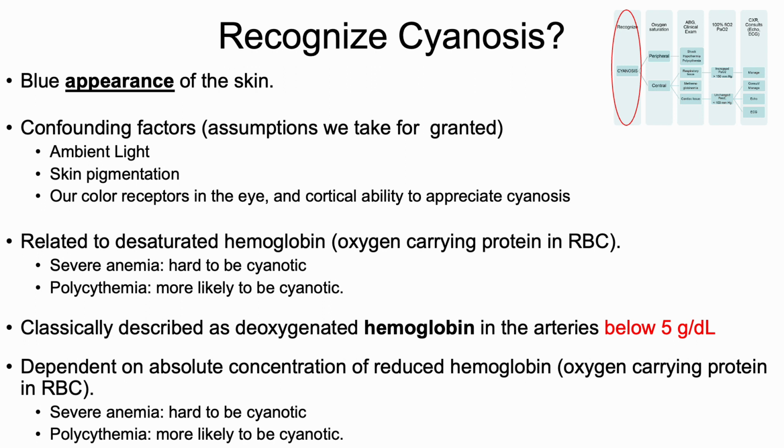What is the skin pigmentation? What ethnicity, what race is this baby of, and how that impacts color? And then finally, our own color receptors in our eye and our cortical ability to appreciate cyanosis.